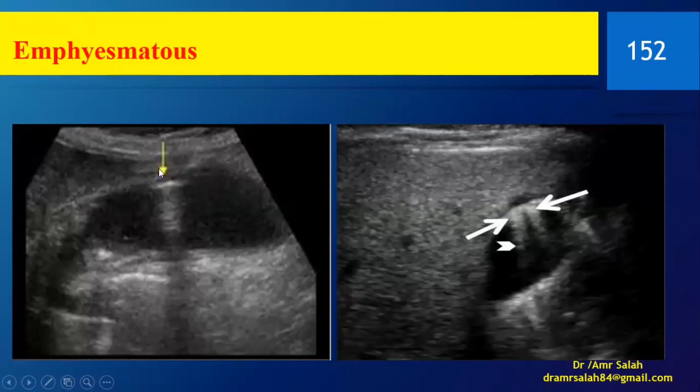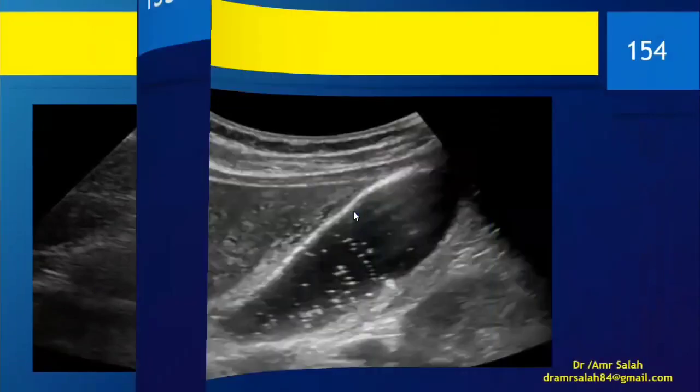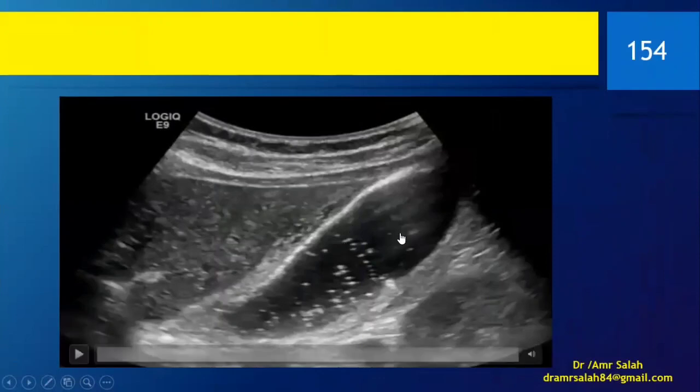Sometimes you can see it clearly as in here, just part of the wall has this air shadow. Well, it counts the same whether it is in the whole of it or just in one part. If he has air in the wall, then it is emphysematous cholecystitis. Again, here it is more evident. We have here air shadow in the wall, so this is emphysematous. And you can order X-ray or CT to be more sure.